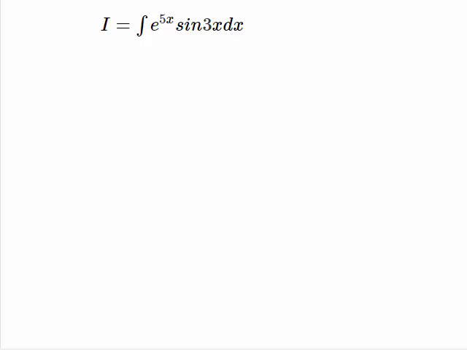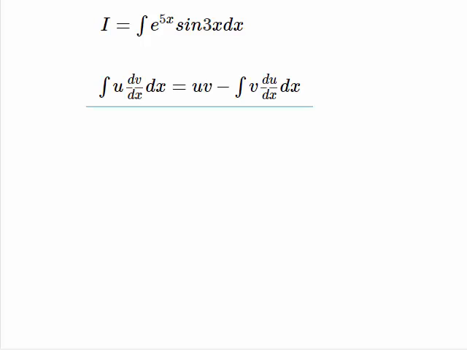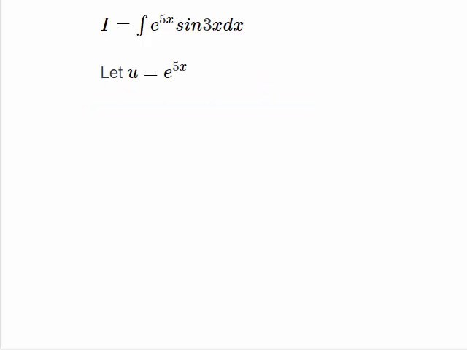To integrate e to the 5x sine 3x, we need to use integration by parts. Let's just remind ourselves what that is. We've got the integral of u dv dx is equal to uv minus the integral of v du dx. So we're going to let u equal e to the 5x and dv dx equal sine 3x.